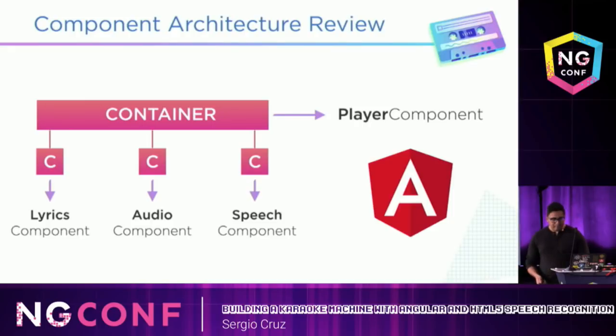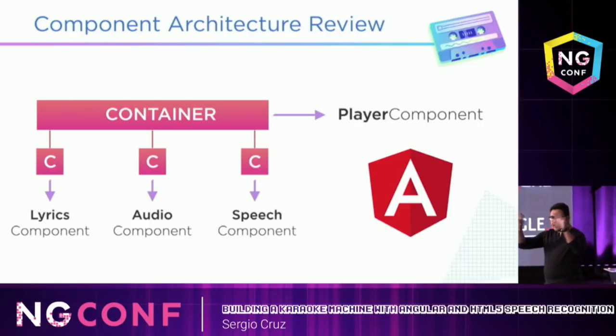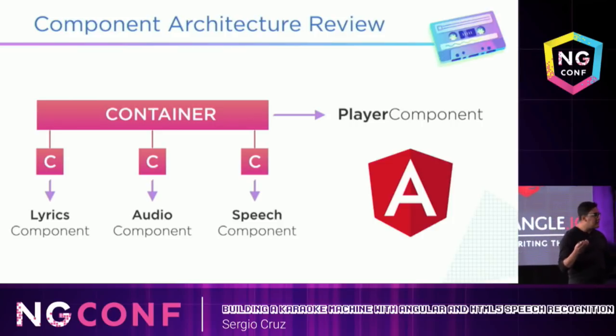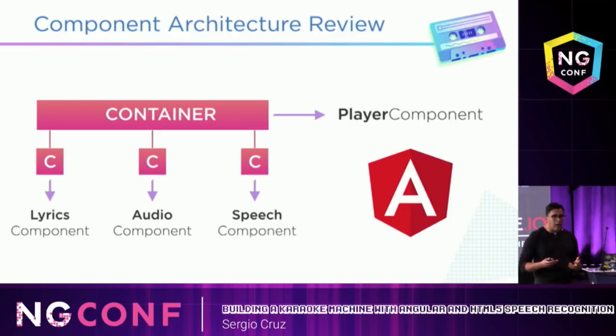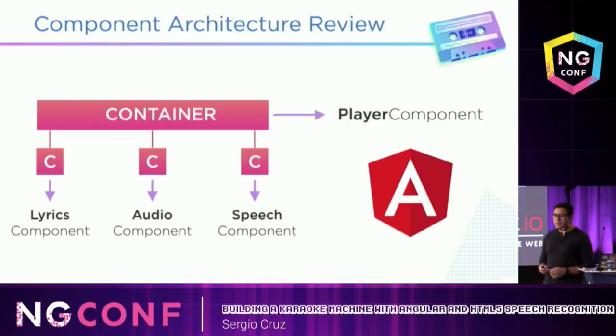super fun. All right, so here's a quick architecture review of how I built the app. There's a parent component called the player component. That is our container component. I call it container because that's what holds all of our data. Then we have 3 main child components, children of player. It was lyrics, audio, and speech.